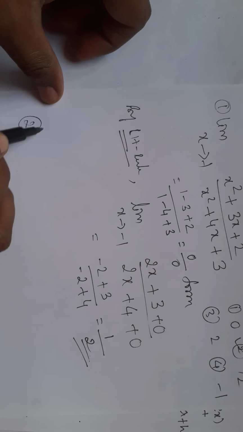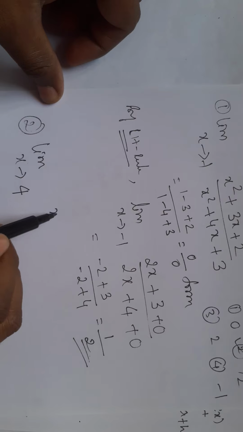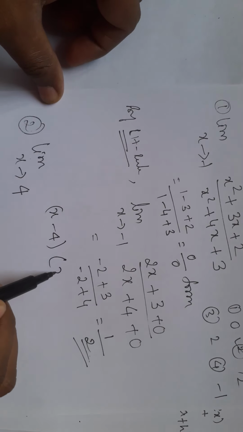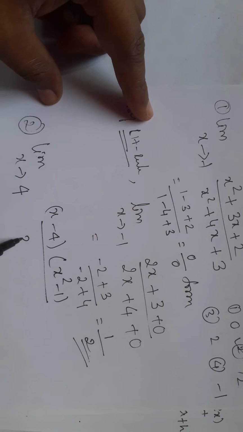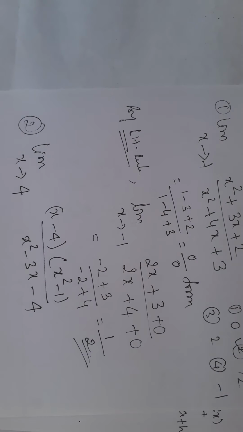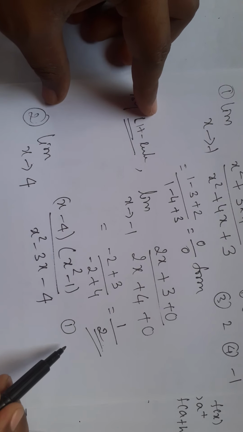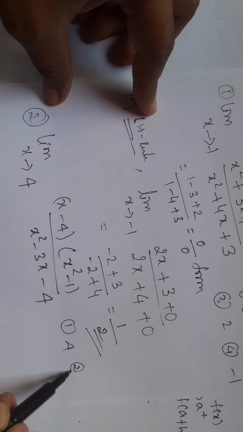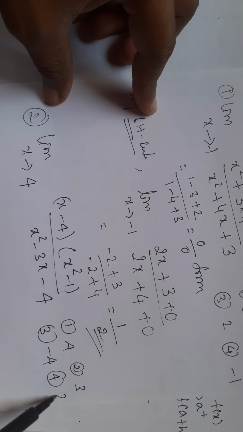Now, move on to the second question. Limit x tends to 4 of x minus 4 into x square minus 1 divided by x square minus 3x minus 4, as x approaches 4 is the limit. Options are option 1, 4; option 2, 3; option 3, minus 4; option 4, 2.